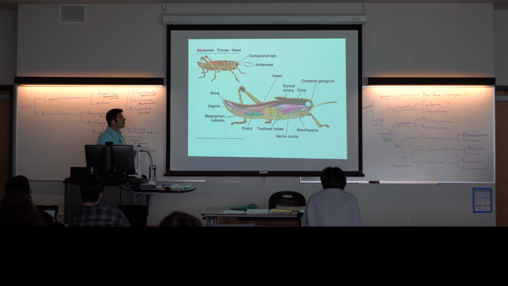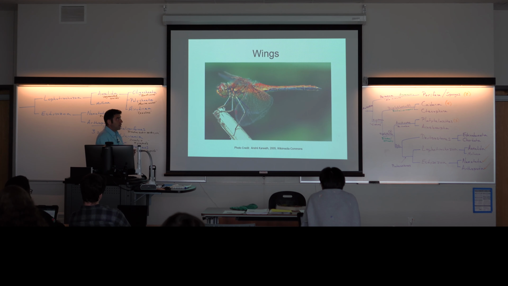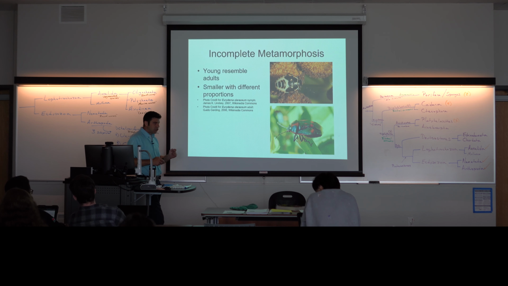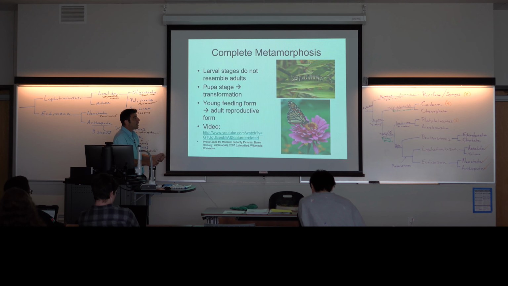So we see 3 segments, 3 pairs of walking legs, may or may not be wings. But what we also see in these insects is oftentimes there is a change in the body form from the larval stage to the adult stage. It's what we call complete metamorphosis.